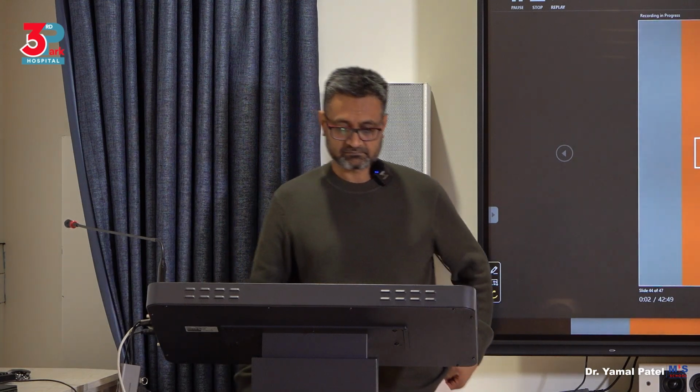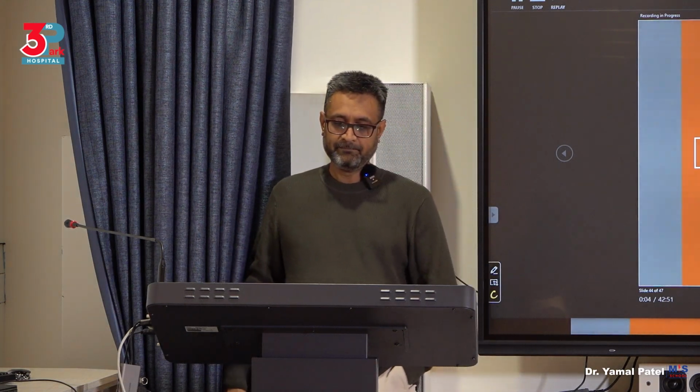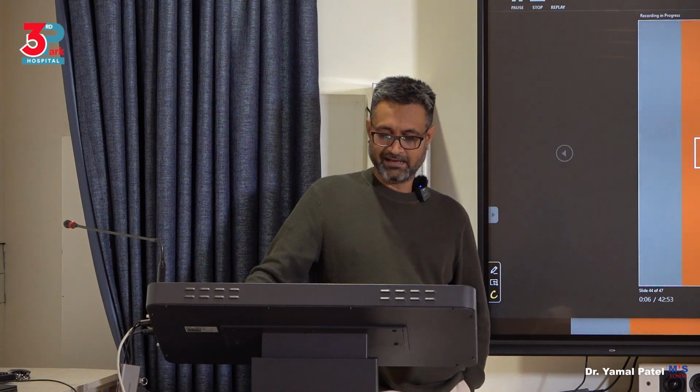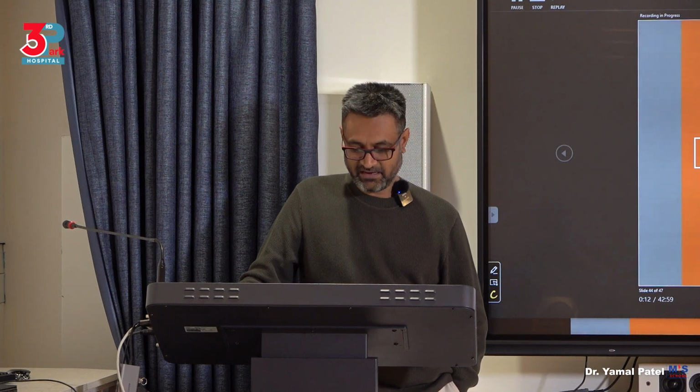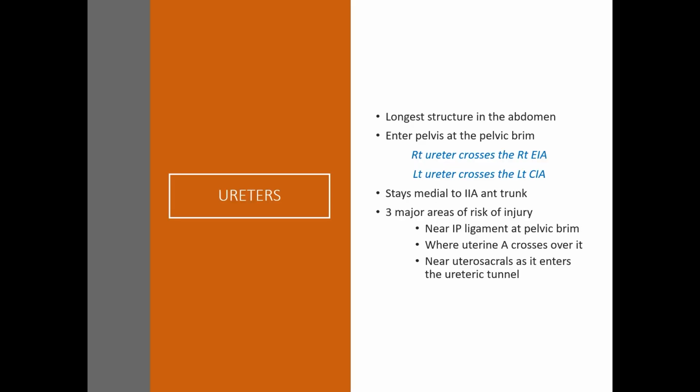The ureter. I told you my friend said this is our mother-in-law. So this one is what we should take care of very carefully. Okay? Don't fight with mother-in-laws. All right? So it's the longest structure in the abdomen. It enters the pelvis at the pelvic brim. It crosses differently from the left and the right. I told you the right crosses over the external iliac, the left crosses over the common iliac, remember?